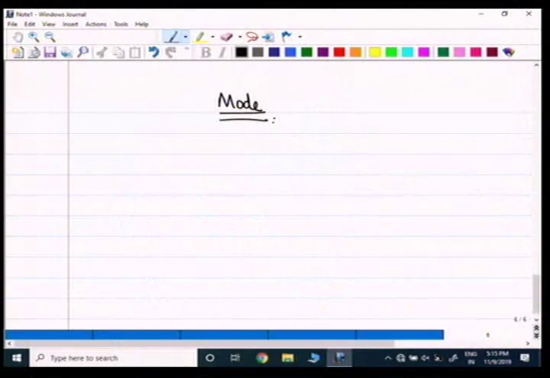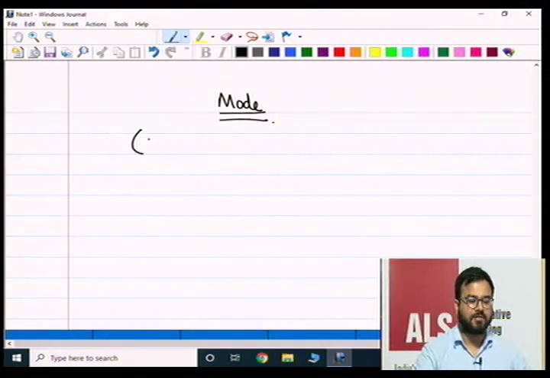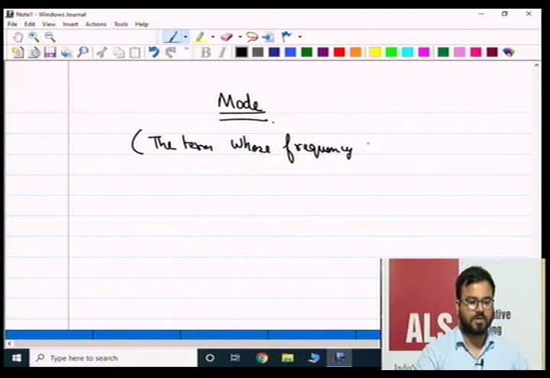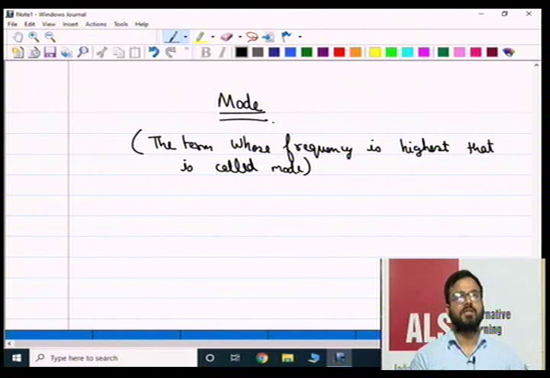Okay, welcome back students. So till now we have covered the median. Let us start the mode. Mode, as the word indicates, you are familiar with this word. It means the term whose frequency is highest, that is called mode. Or you can say the highest frequency term is called mode.